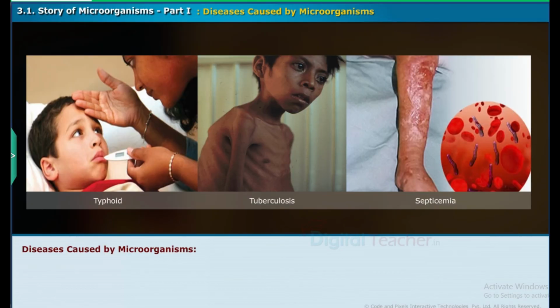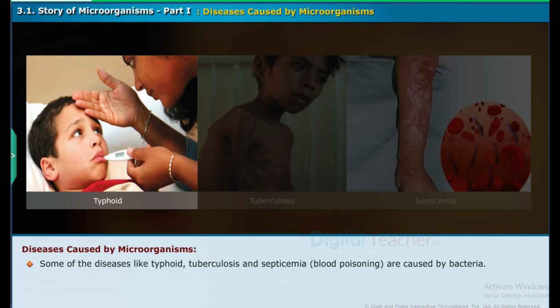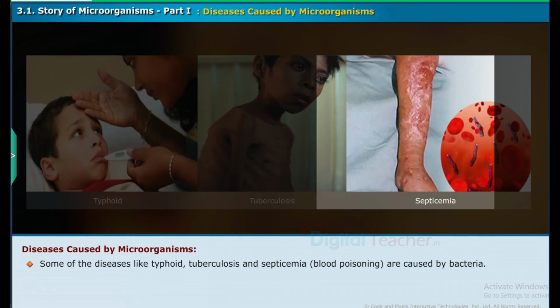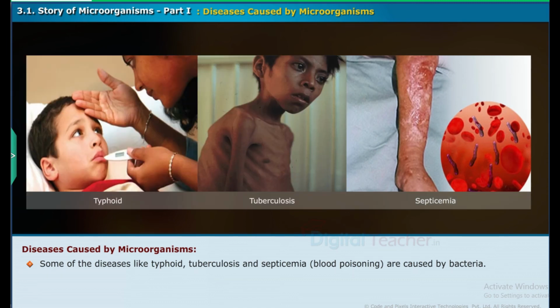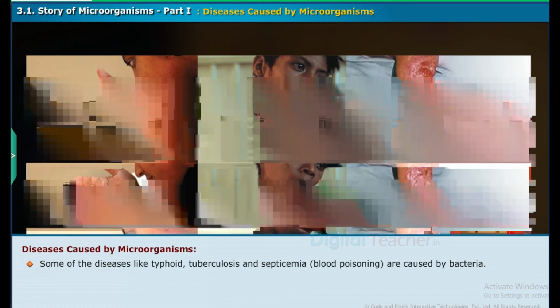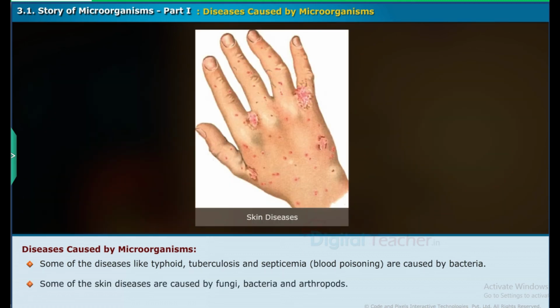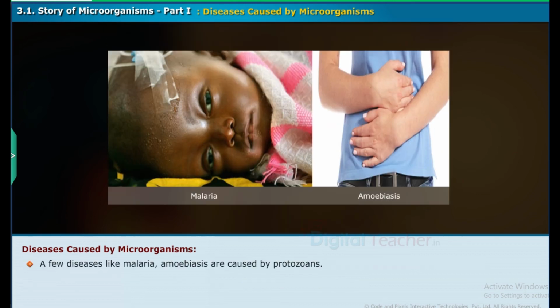Let us know the diseases caused by microorganisms. Some diseases like typhoid, tuberculosis, and septicemia, or blood poisoning, are caused by bacteria. Some of the skin diseases are caused by fungi, bacteria, and arthropods. A few diseases like malaria and amoebiosis are caused by protozoans.